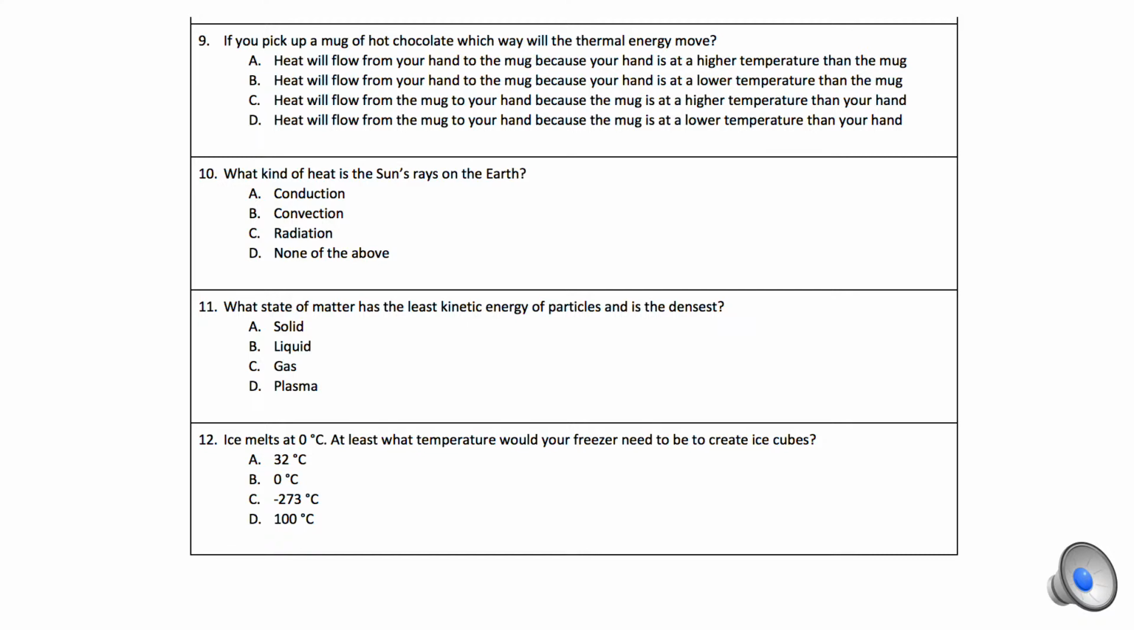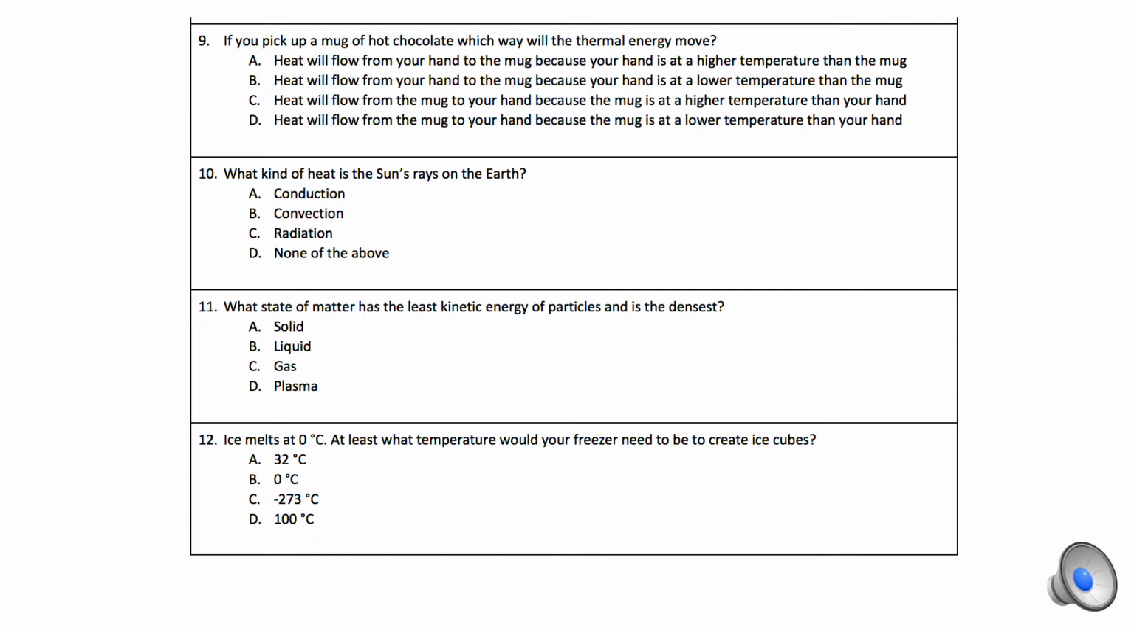Number 10, what kind of heat is the sun's rays on Earth? A, conduction, B, convection, C, radiation, or D, none of the above. Number 11, which state of matter has the least kinetic energy of the particles and is the densest? A, solid, B, liquid, C, gas, or D, plasma.